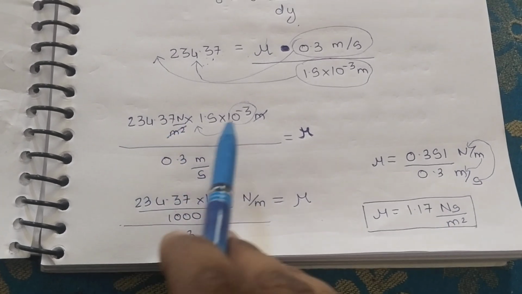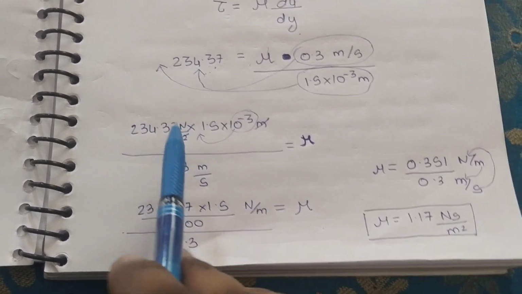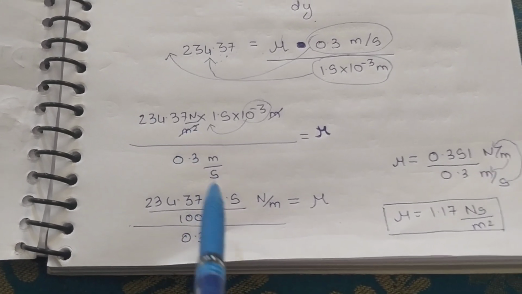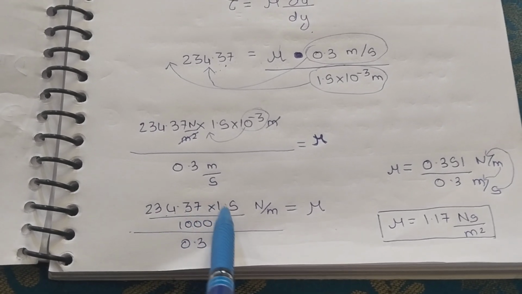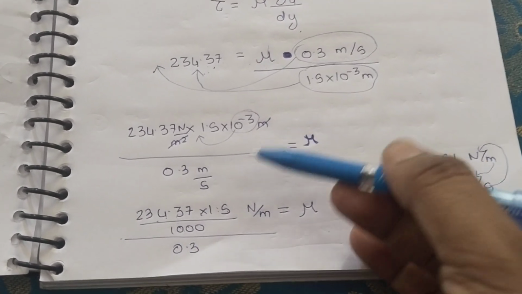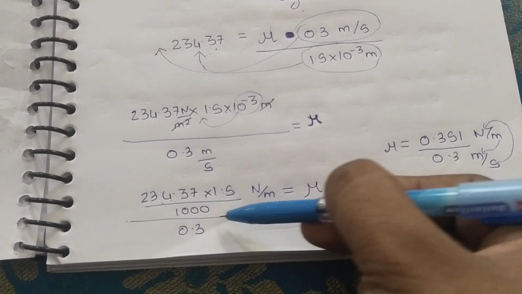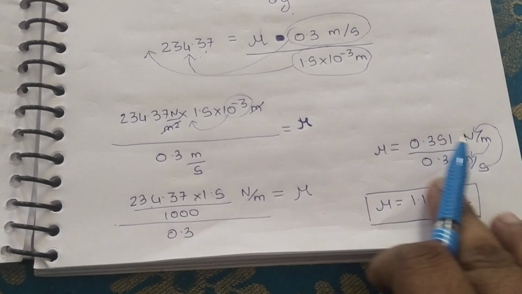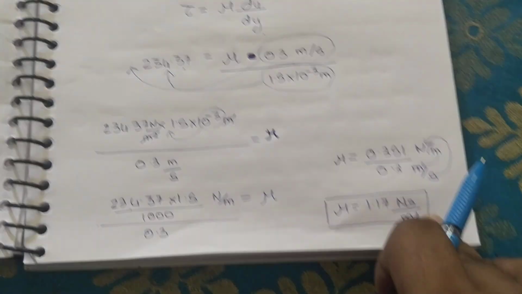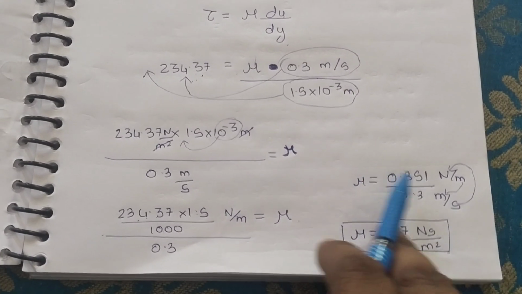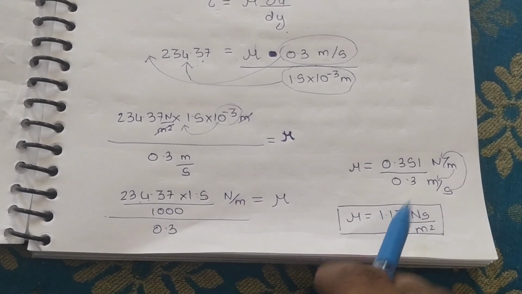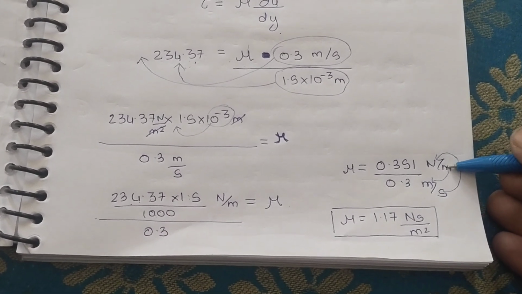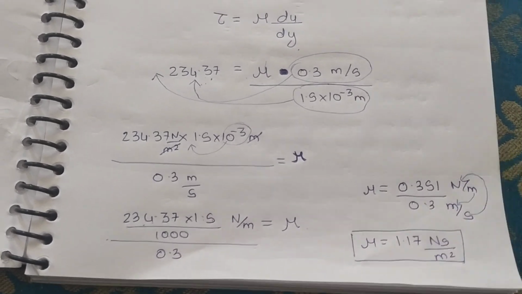Cancellation will be done, meter cancelled, and the remaining units are Newton meter and meter per second. So calculate like this: 234.37 multiplied by 1.5 into 10 raised to minus 3, divided by 0.3. Now mu will be 0.351 by 0.3, which is 1.17 Newton second per meter square. The meter comes down and the second comes beside the Newton.